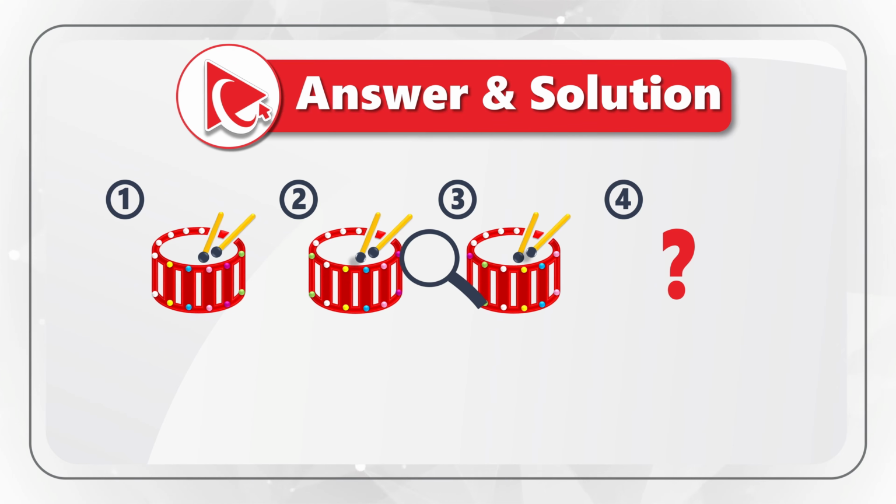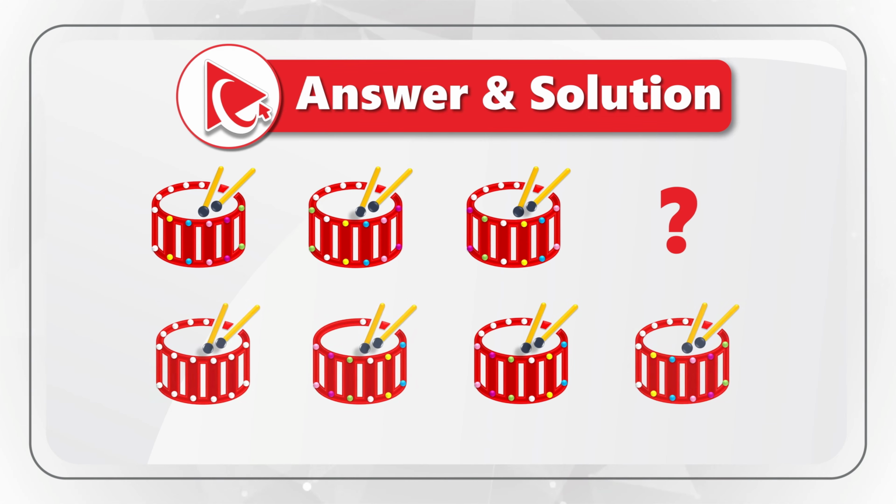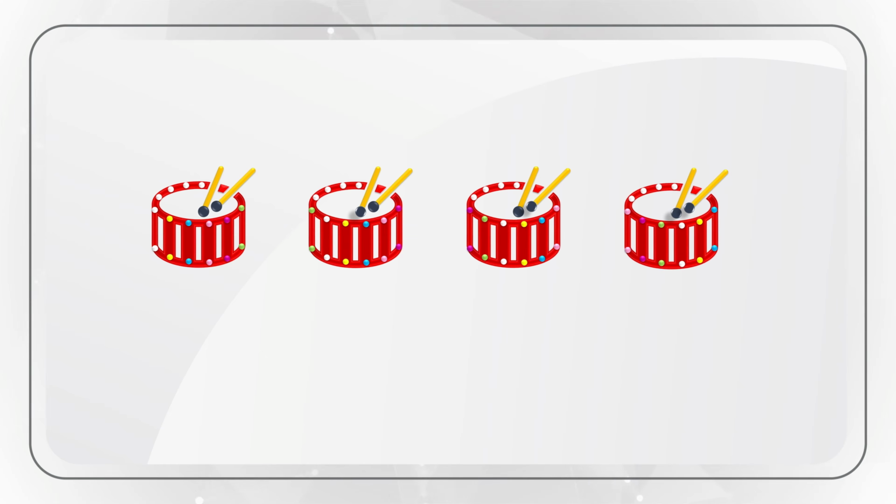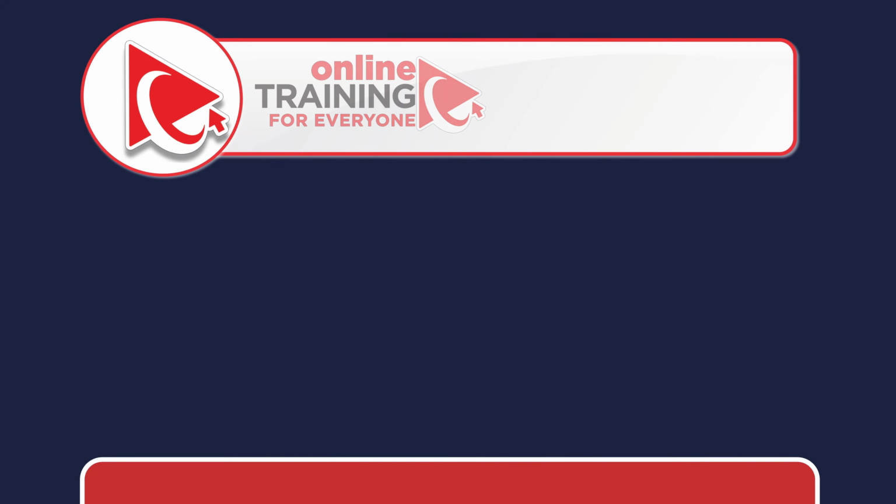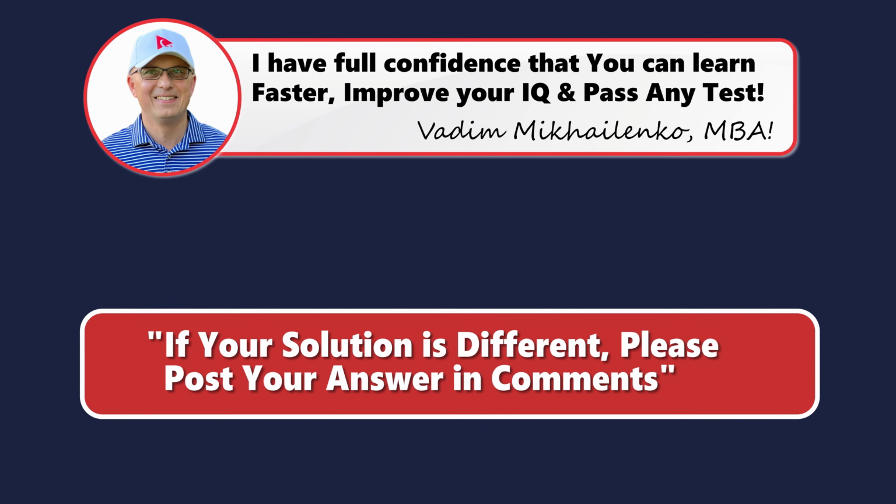And the correct pattern for drum number 4 will be pink, purple, green, white, yellow, and blue. And the drum that matches this pattern will be choice C. Did you get to the correct solution? If not, please make sure to post your solution and rationale in comments.